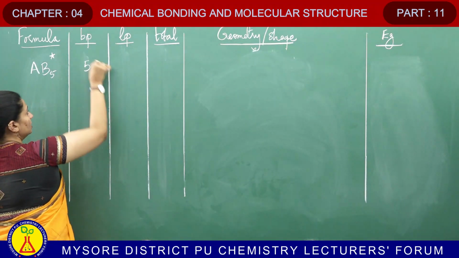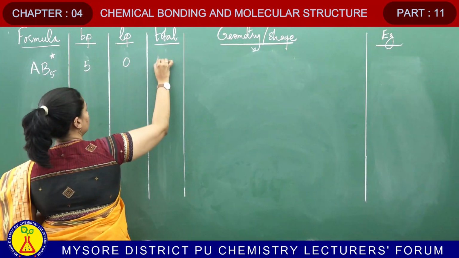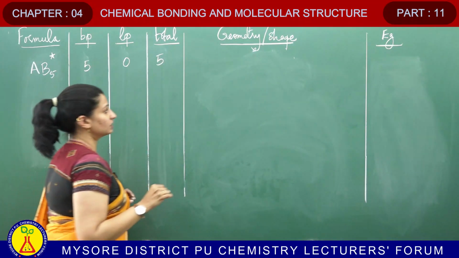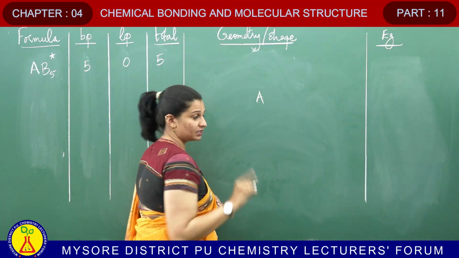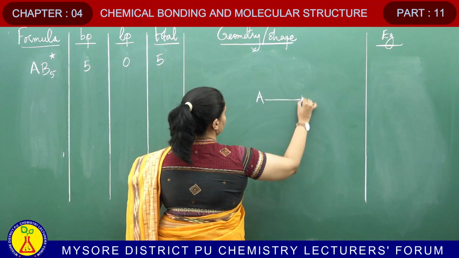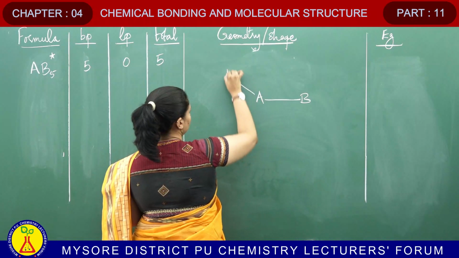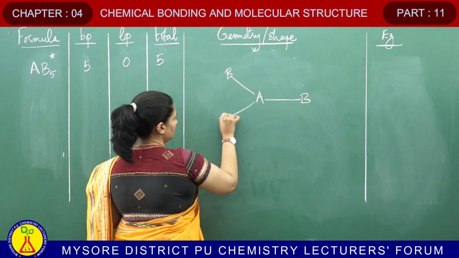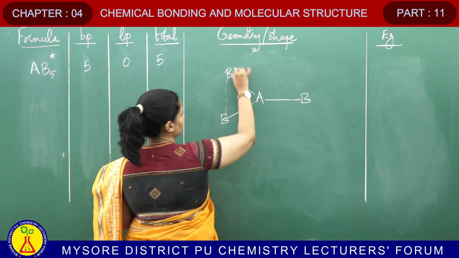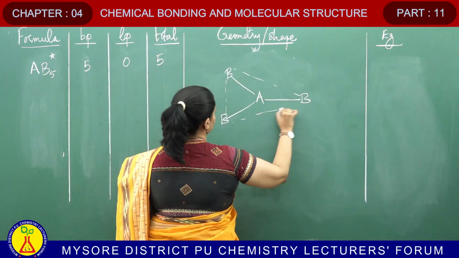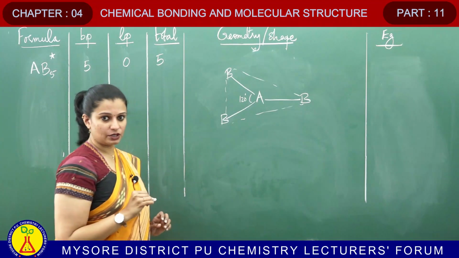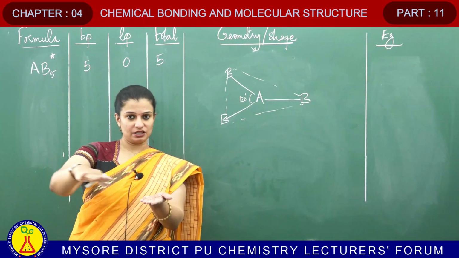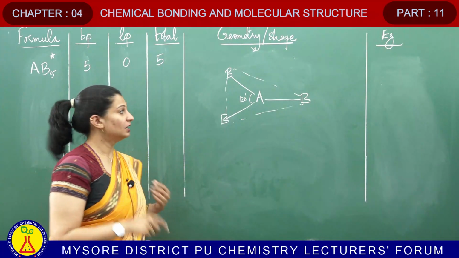So you have 5 bond pairs, 0 lone pair, the total is 5. If you have 5 bond pairs around the central atom, see how it is being arranged. You are going to arrange 3 bond pairs in the same plane like a triangle, which means the bond angle will be 120 degrees. You can imagine a flat molecule with 3 bonds in the same plane.